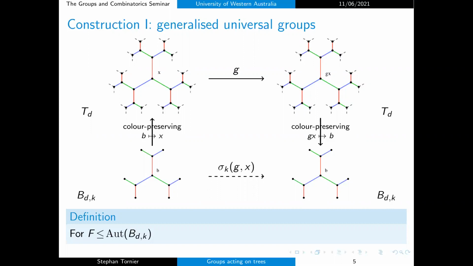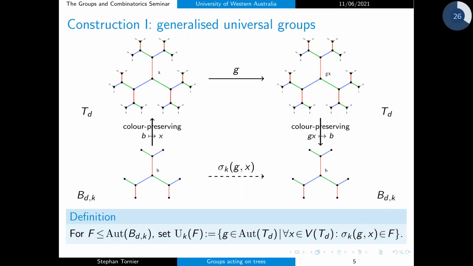Okay, so for any subgroup F of the automorphism group of this finite tree B_{d,k}, I define a group U_k(F), and it consists of all automorphisms such that whatever vertex I look at, the k-local action is always in this group F. So for example, if F was the whole group Aut(B_{d,k}), then U_k(F) would just be the whole automorphism group of the tree. If F is trivial, then I would get the group of color-preserving automorphisms of the tree. And in between, I get something else.